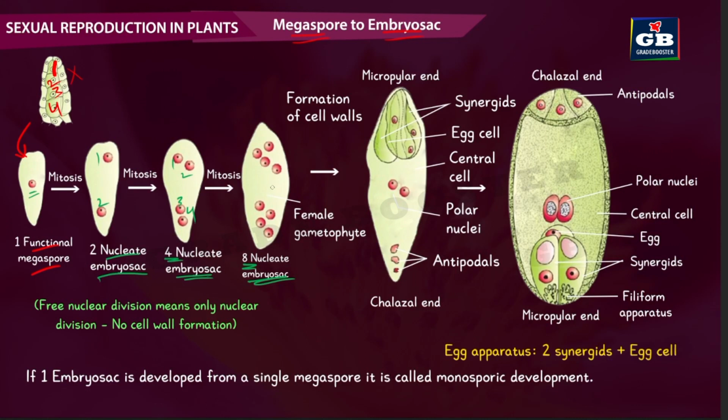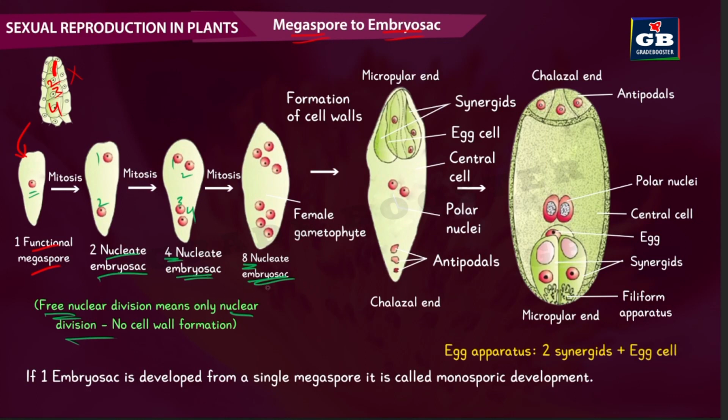So the nucleus is not surrounded by cell walls and new cells are not formed. Only the nuclei are getting divided and finally 8 nuclei are formed. Only one cell. Within one embryo sac, 8 nuclei are formed by mitotic divisions. So this kind of division is called free nuclear division. Free nuclear division means only the nuclear division takes place, no cell wall formation.